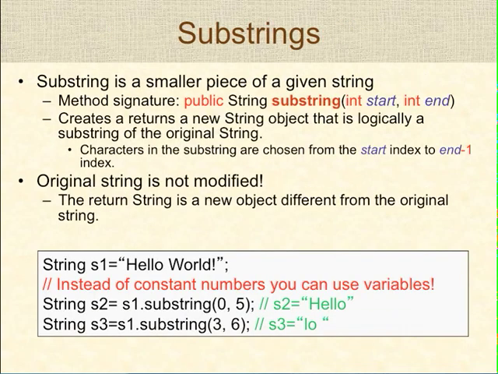We can also create substrings from a string, essentially starting with a starting index and an ending index, give me the substring. So for instance, here's an example. A substring of s1 from 0 to 5 would give me hello. From 3 to 6 would give me low.